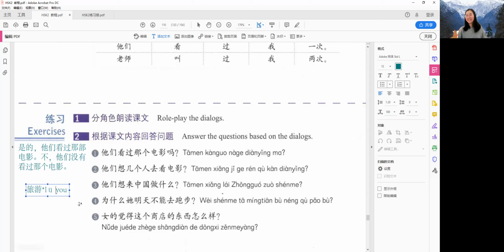All right, so question number 4. 为什么他明天不能去跑步？为什么 is why, right? We can make it a complete answer. 因为 because she's sick, or because tomorrow is raining, it's a rainy day. There are many reasons we can say, 因为明天下雨, because tomorrow it rains. A very easy answer.